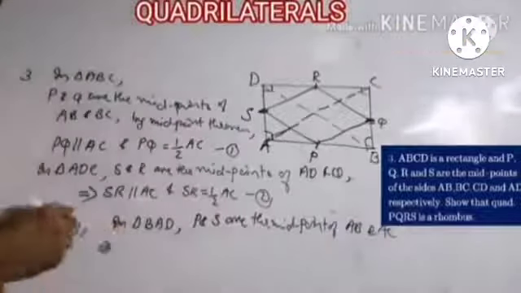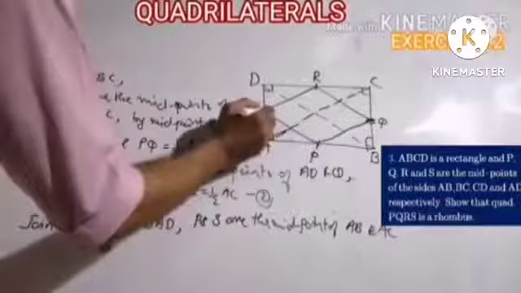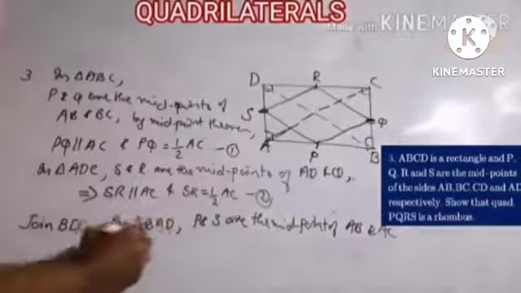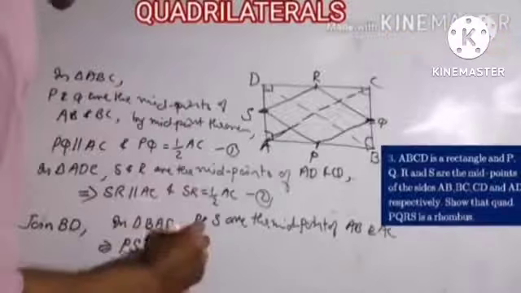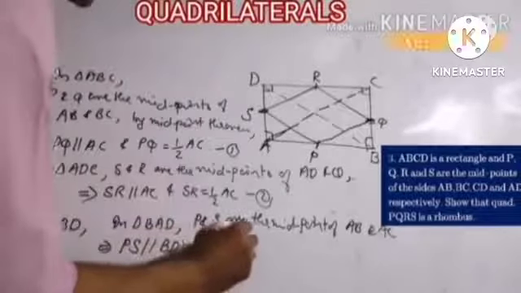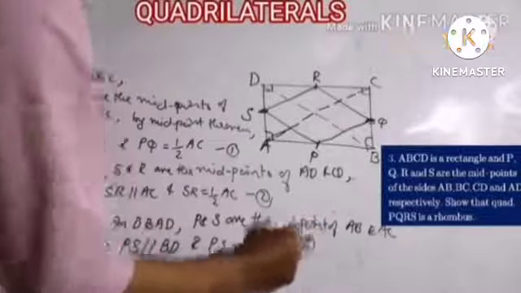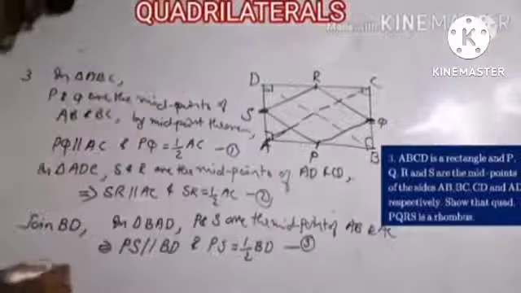By the midpoint theorem again, the line segment joining the midpoints, that is PS, is parallel to BD and PS equals half BD. It will be equation number 3. Now we have PS parallel to BD and PS equal to half BD.